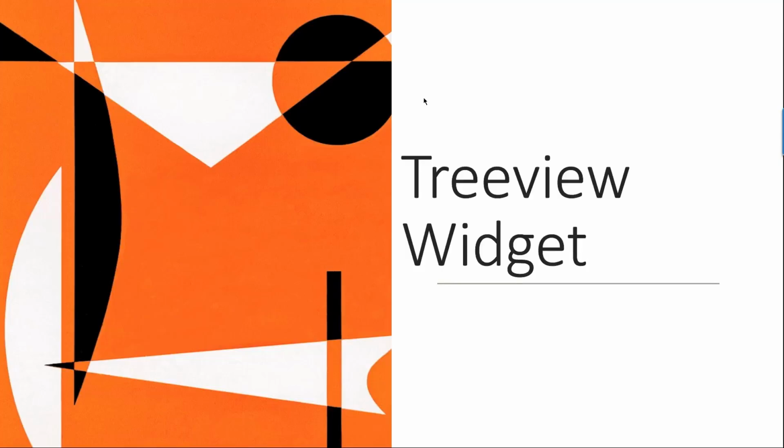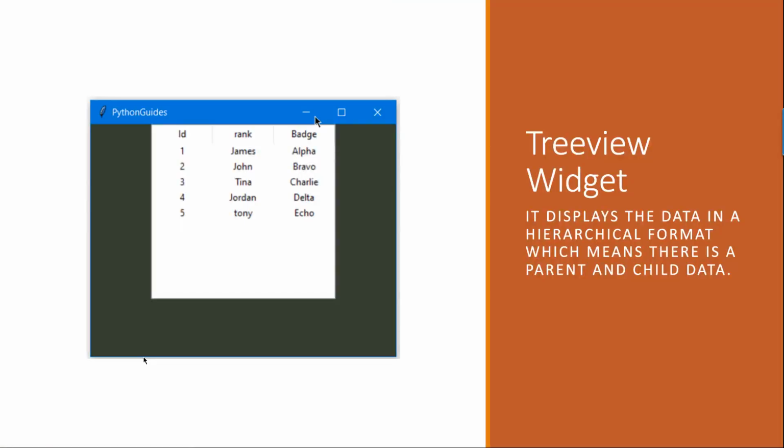Treeview widget in Python Tkinter. Treeview in Python Tkinter allows you to create a hierarchical representation of data in a tabular format. Also, you can apply parent and child relationships using Treeview in Python Tkinter. So in this image, you can see that ID, rank and batch are the headings and the data is displayed in a tabular format. Let's go ahead and learn how we can create a Treeview widget in Python Tkinter.